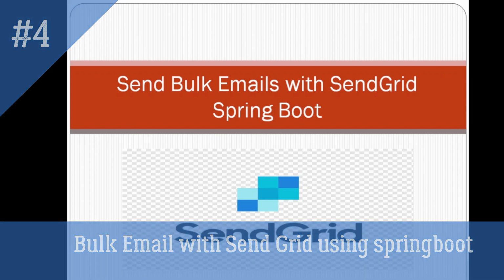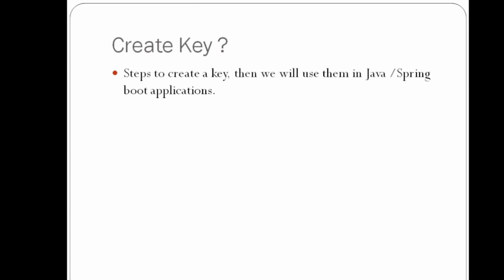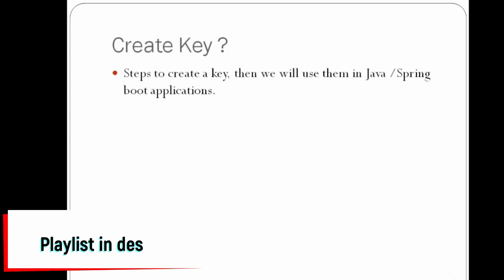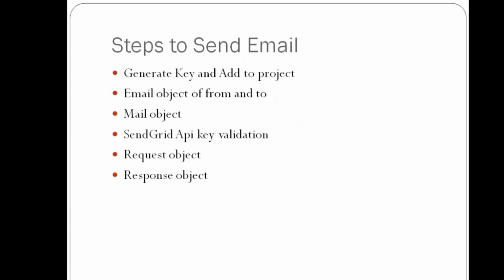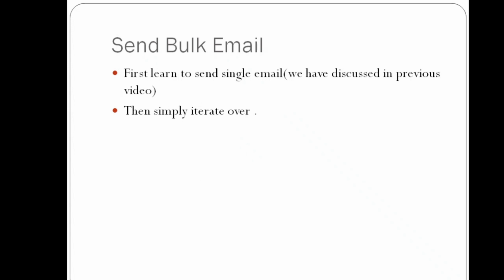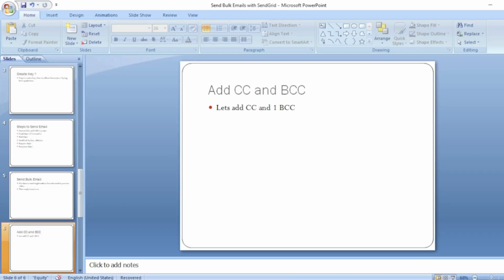So we are discussing how we can send bulk emails with the help of SendGrid in Spring Boot. We have learned what SendGrid is and how we can create a project in the SendGrid application in order to generate a key that we can use as part of a Spring Boot application to send a single email. Then we learned about sending the bulk email. In this video we are going to learn how we can add CC and BCC members while sending that email. So let's get started directly.